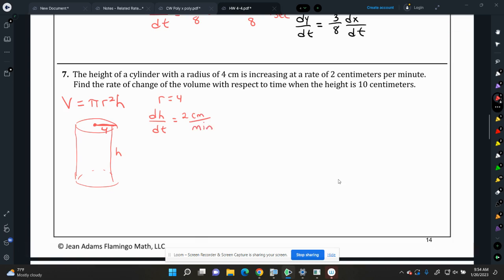No, it says the radius. No, the height of a cylinder with a radius of 4, right? That's why I made the point of saying radius does not change on a cylinder. The radius remains constant on a cylinder. Find the rate of change of the volume. So what are we trying to find? dV dt with respect to time when the height is, when h equals 10 centimeters.